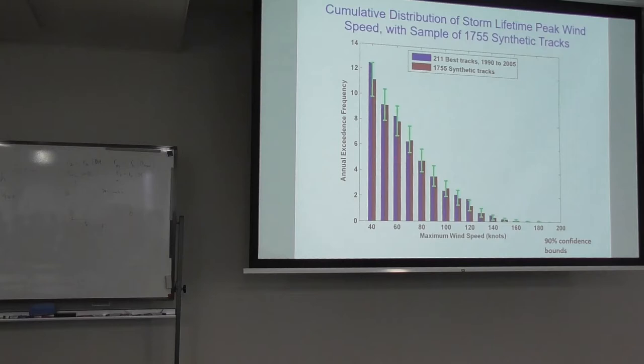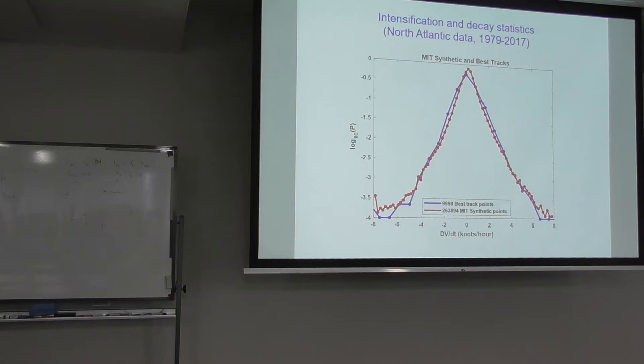Now another thing you can do is you can look at the statistics of intensification rates. And what this diagram shows is the log 10 of the probability of encountering 12-hour changes. Now this is knots per hour. Encountering intensity changes greater than the value you see on this axis, both positive for intensifying storms and negative. The red is from the synthetic tracks, and the blue is from historical tracks.